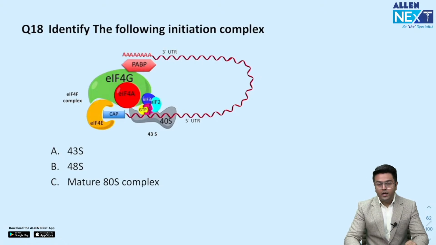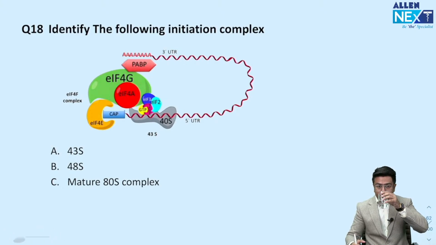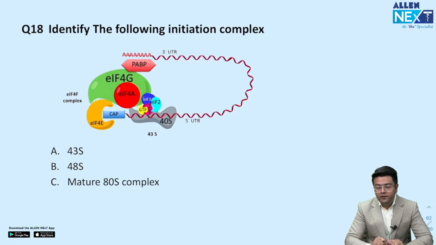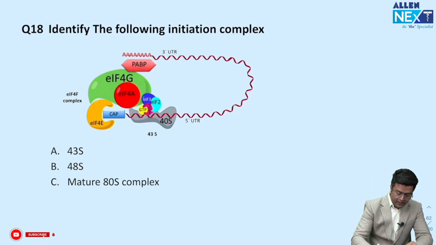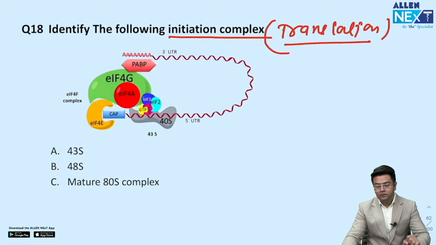Fine, guys. Okay, moving to the next question. Identify the following initiation complex. So guys, previously there were a lot of questions on these initiation complexes in PG and even in AIIMS. They have not been repeated in the last 3-4 years, so they can be repeated. I feel like that. So I have put this question: identify the following initiation complex of translation. Obviously we are talking about translation initiation complex, right?